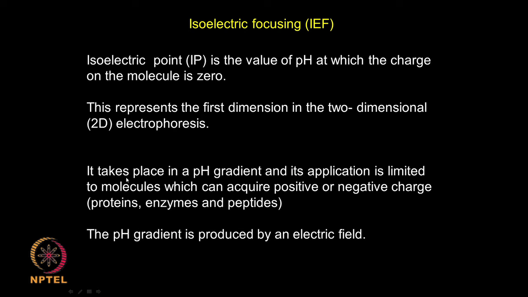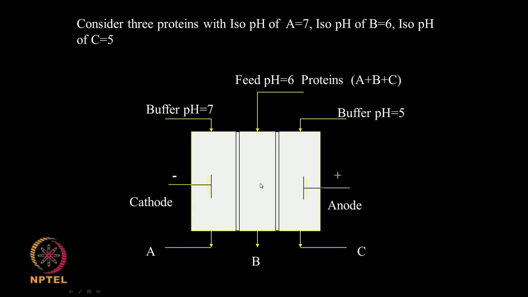So, if I pass proteins in a pH gradient, okay, at a point where the charge becomes 0, when they balance, the protein will stop moving, okay, and that is how you do separations in isoelectric focusing type of system. Suppose I have a feed passed at a pH of 6, I have 3 proteins A, B, C. Okay. Now, protein A has isoelectric pH of 7, protein B has isoelectric pH of 6, protein C has isoelectric pH of 5. So, what happens?